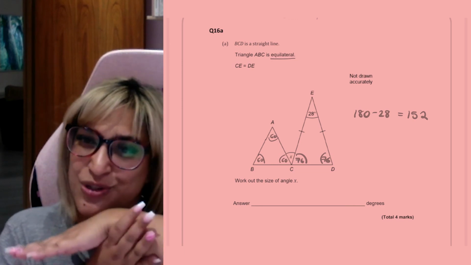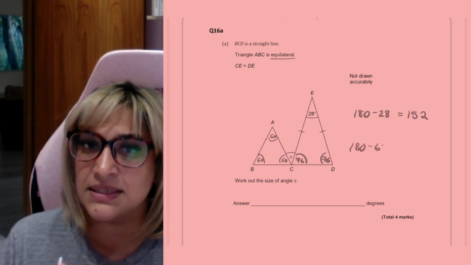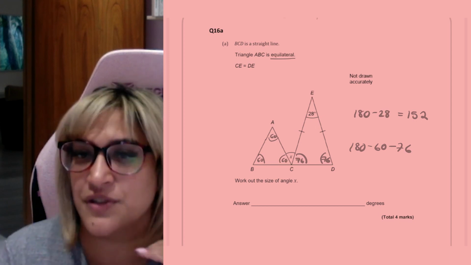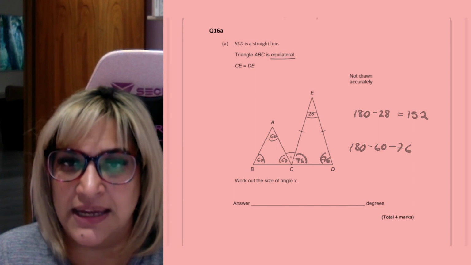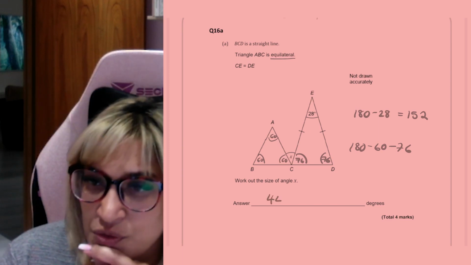Now we've got angles on a straight line that add up to 180. So 180 minus 60 minus 76. This doesn't require you to write all the working. There's no space for it. So when we work that all out, we get our final answer because that will give us 44 degrees.